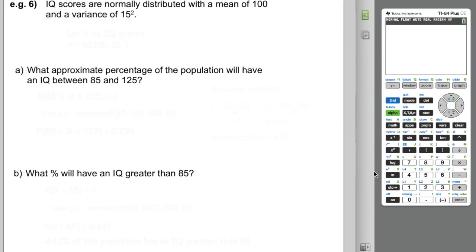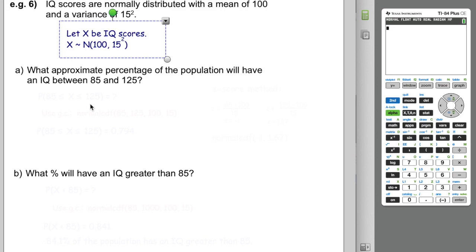Example 6. IQ scores are normally distributed with a mean of 100 and a variance of 15 squared. So here we can let x represent IQ scores, and we can write down the notation for normal distribution with mean 100 and standard deviation 15, and then squared as variance. A. What approximate percentage of the population will have an IQ between 85 and 125?